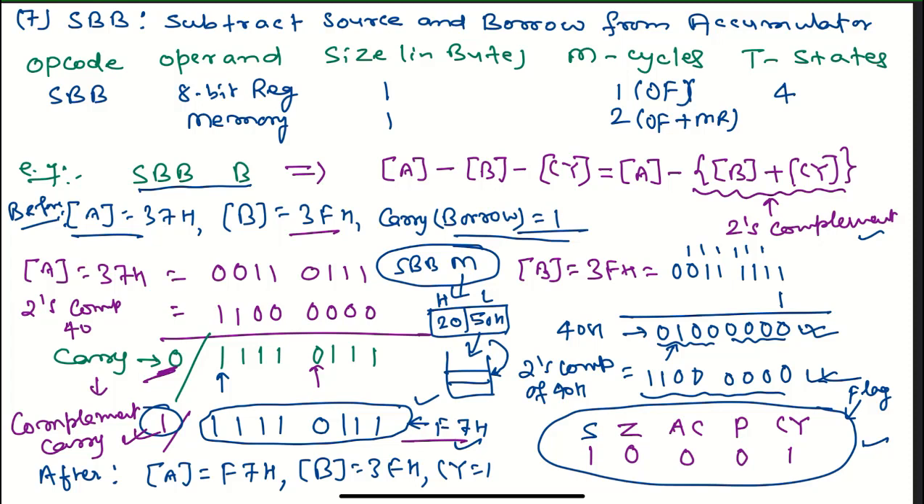If I take the same data here as 3FH, then this 3FH along with the carry will be subtracted from the accumulator, and after subtraction the result will be stored in the accumulator without any change at the memory location. That is the reason the execution of this instruction, SBB M, takes two machine cycles: one is opcode fetch, another is memory read. As T states, it will take 4 T states for the opcode fetch and 3 T states for the memory read. So in total it will take 7 T states if the operand is a memory location.